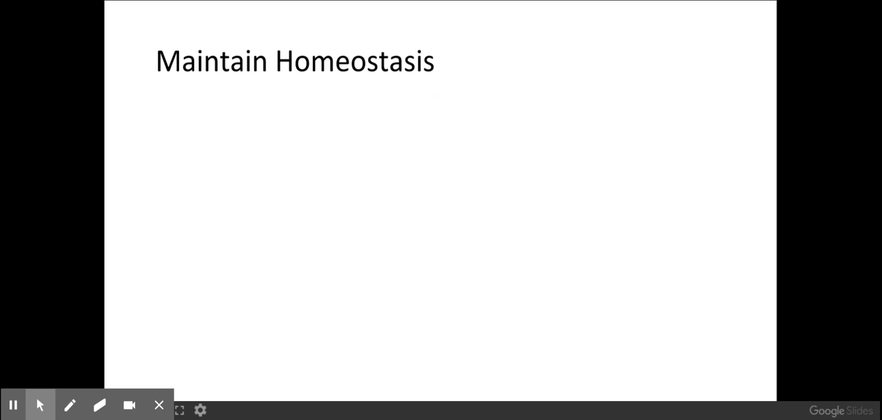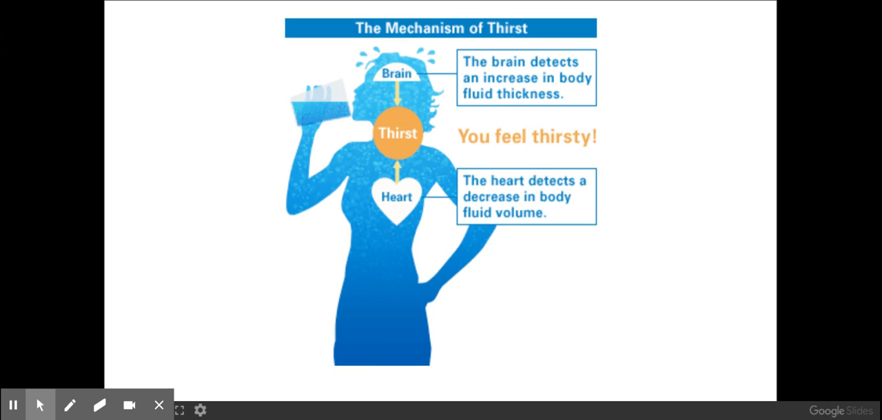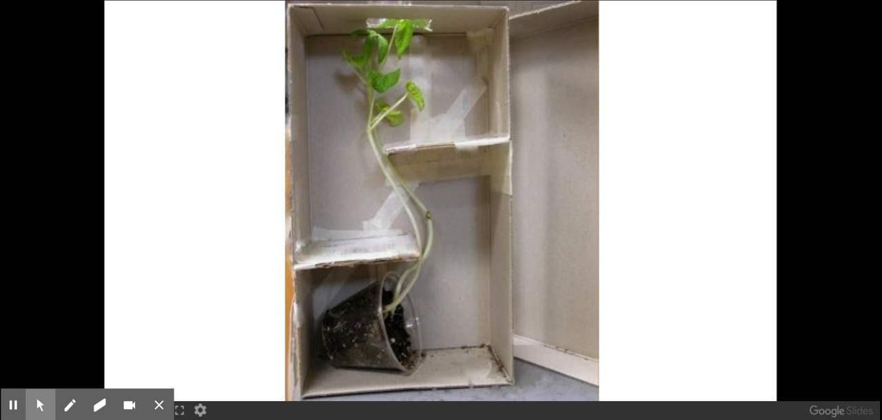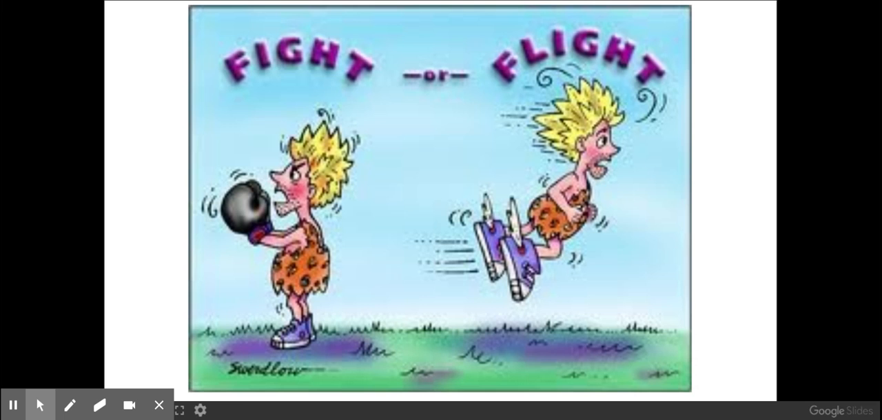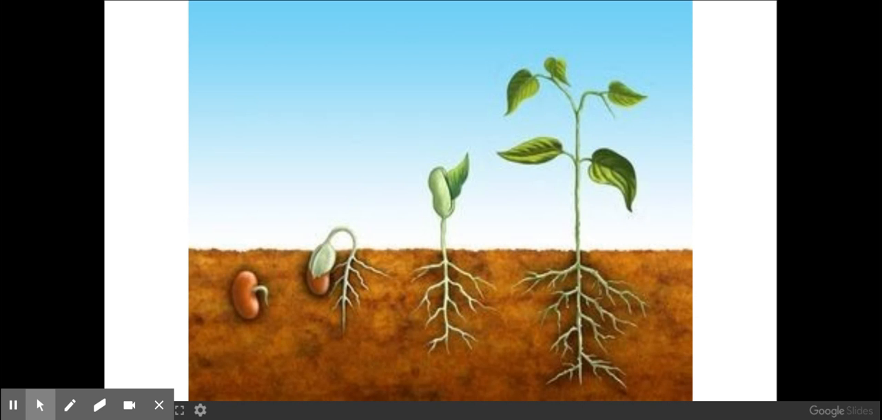All living things need to be able to maintain homeostasis. Remember, homeostasis is that internal environment. You need to maintain a constant kind of level. So not only do you need to maintain an internal environment, all living things also need to be able to respond to their external environment.